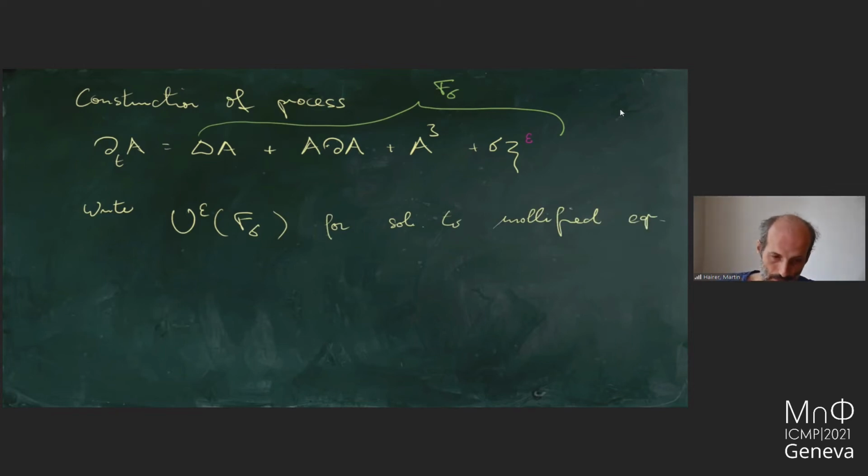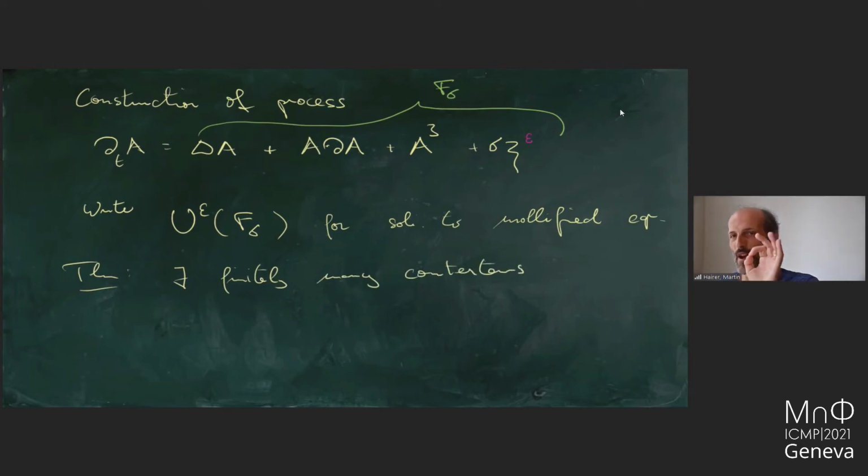And then there's a general theorem which says that there exist finitely many counterterms. And this works in dimensions strictly less than 4 here, okay, because again, in terms of scaling dimension, it requires these two terms to scale better than that one. So that again goes with Anton's question.